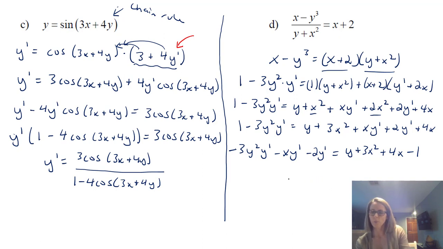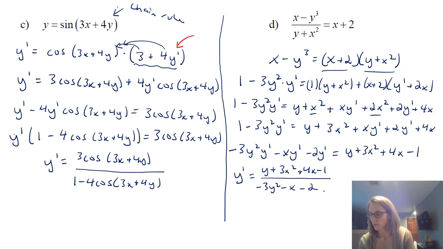And then basically, as you can probably see, I'll just write the answer here just due to space, but I'm going to have that numerator y plus 3x squared plus 4x minus 1, and then my denominator is what I'm going to get when I factor out that y prime, and that will be a negative 3y squared minus x minus 2. So again, I'm just going to double check my answer with what I have in my notes to make sure that I don't have to do this video again, and I don't, because it's right.